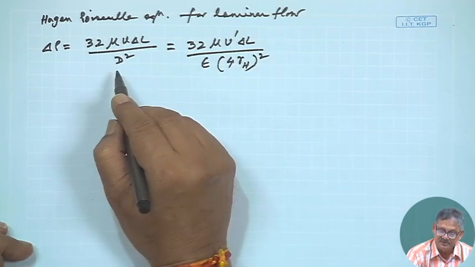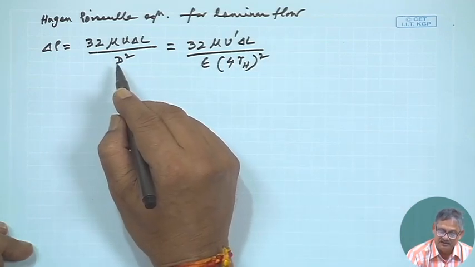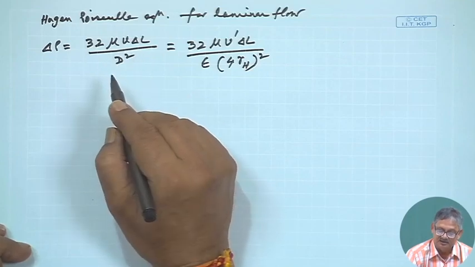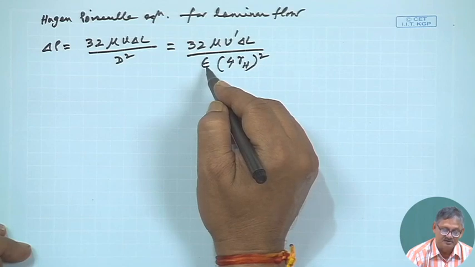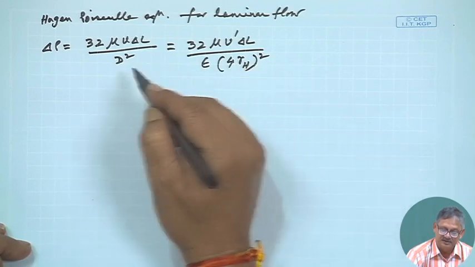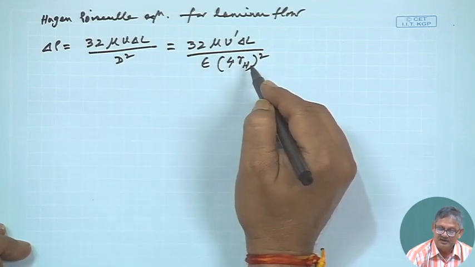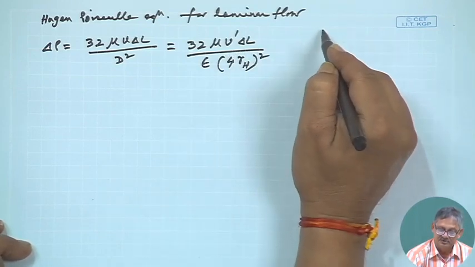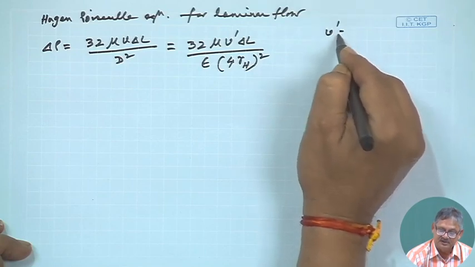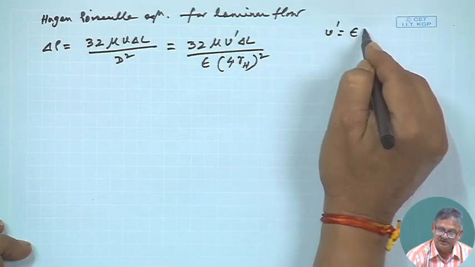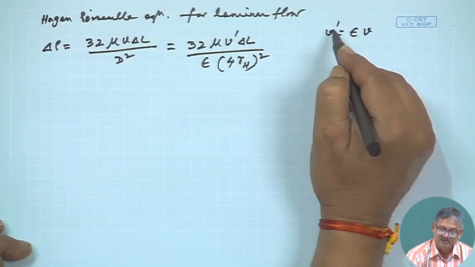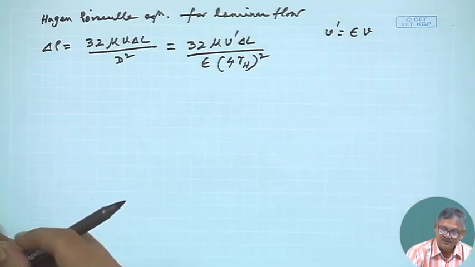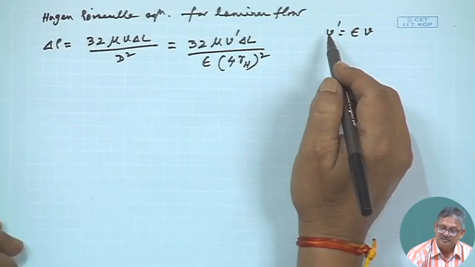This we have substituted, V as V prime by epsilon and D as 4 RH whole square, right, because your V prime was equal to epsilon into V, right. So this V prime is the flow through the packed bed.